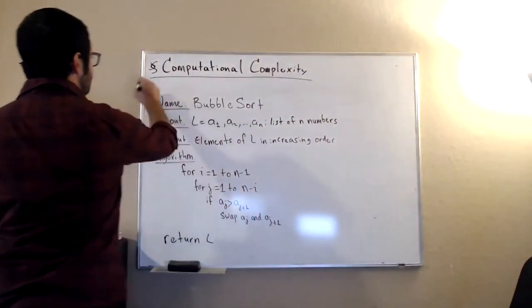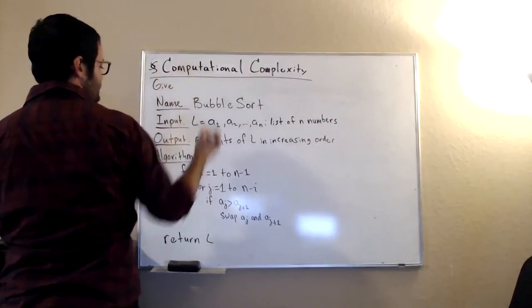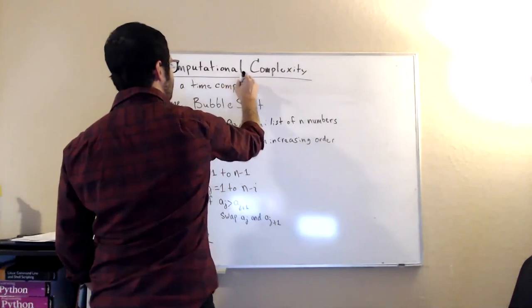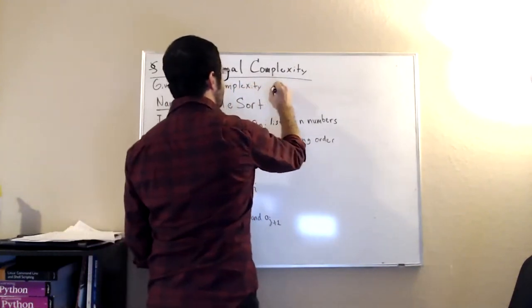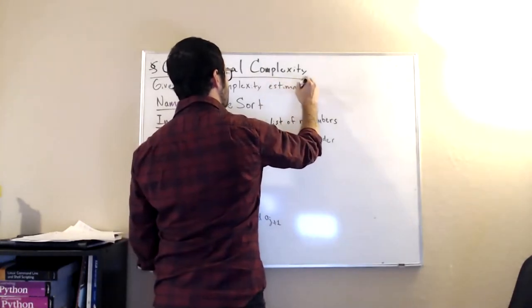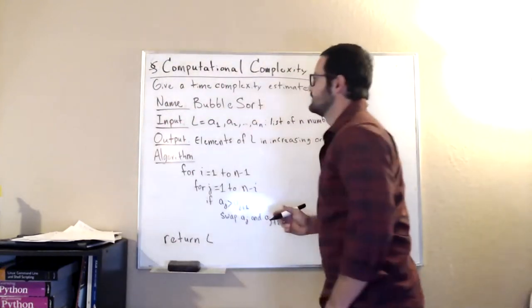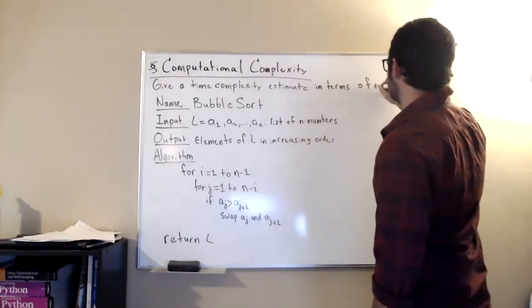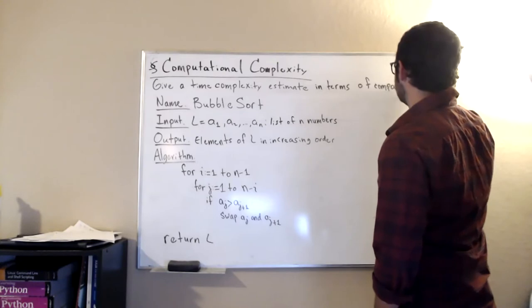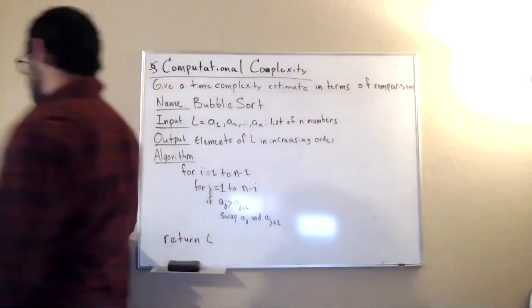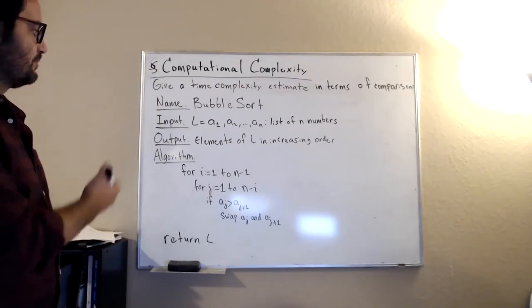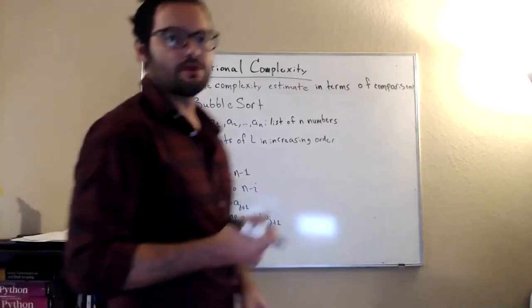Okay, so the problem we want to look at is to give a time complexity estimate, let's say in terms of comparisons. So these are Boolean comparisons for bubble sort. So basically what we need to do is determine in the worst case how many Boolean comparisons will occur when bubble sort runs.